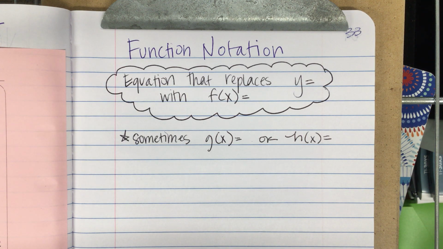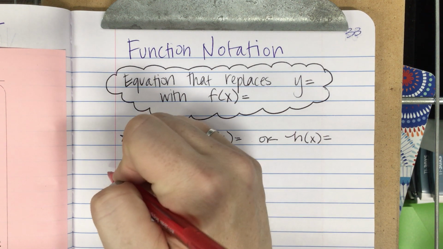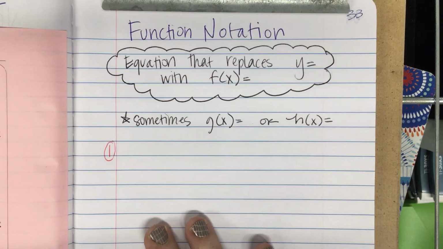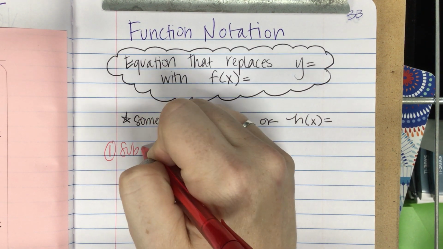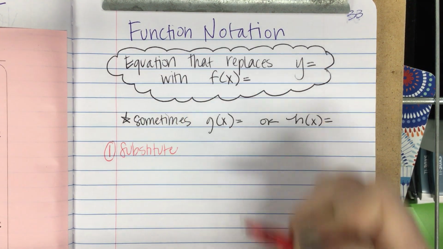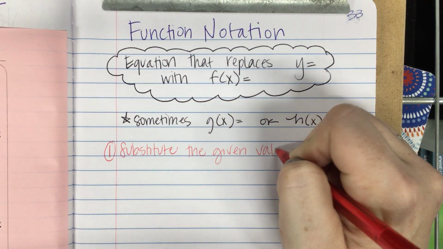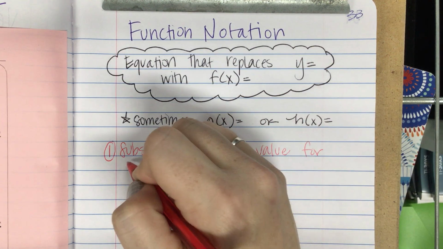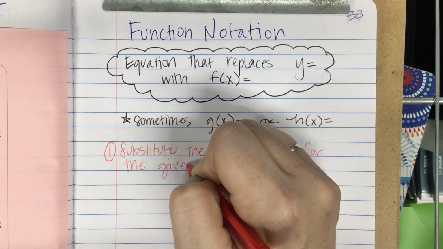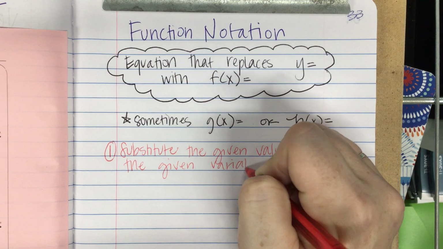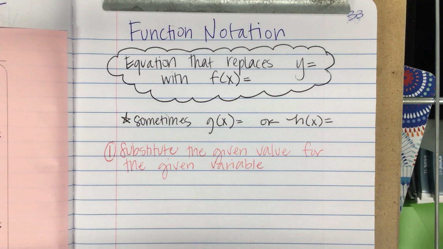And to do function notation, we just do two simple things. We substitute the given value for the given variable. It's going to tell you x equals 7. So that means in your problem, every time you see the variable x, you're going to substitute the value 7.